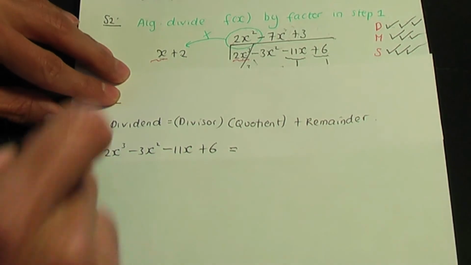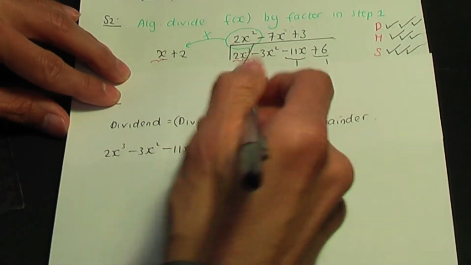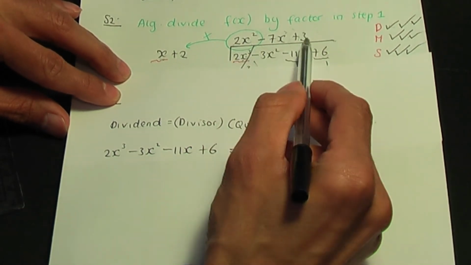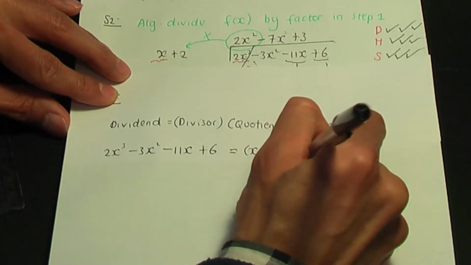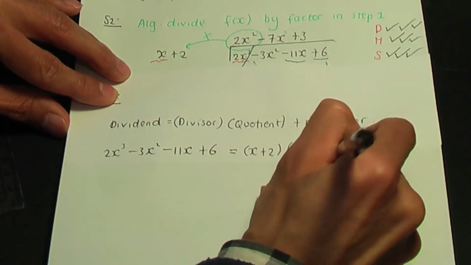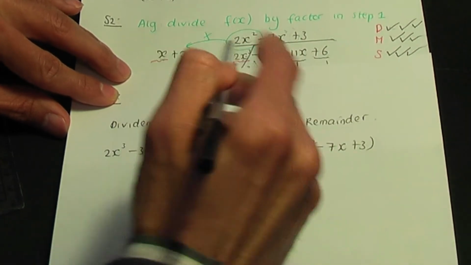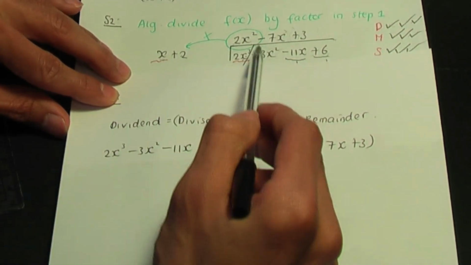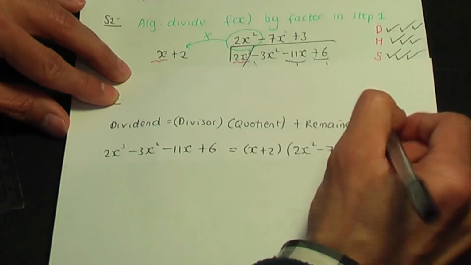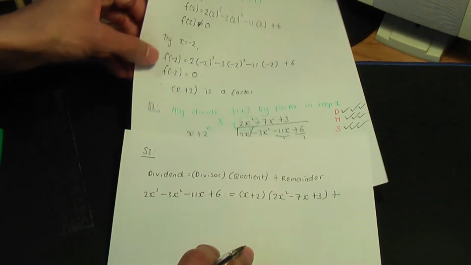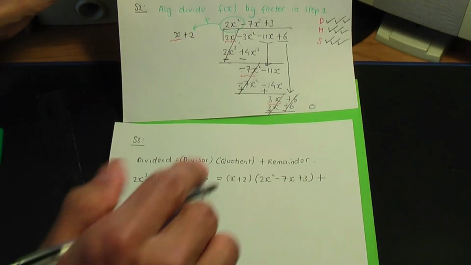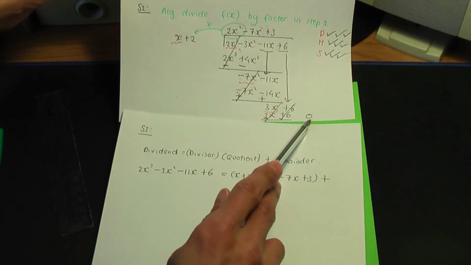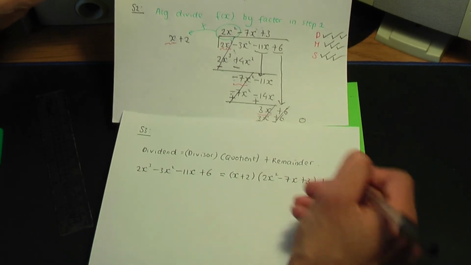So that is the same as the divisor, x plus 2, multiplied by the quotient, which is 2x squared minus 7x plus 3. So the term on top of the bus stop is your quotient. This is your divisor, this being your dividend, plus the remainder. So remember what I noted earlier, the remainder is 0 as you're dividing by a factor. So the remainder should be 0. So let's add the 0.